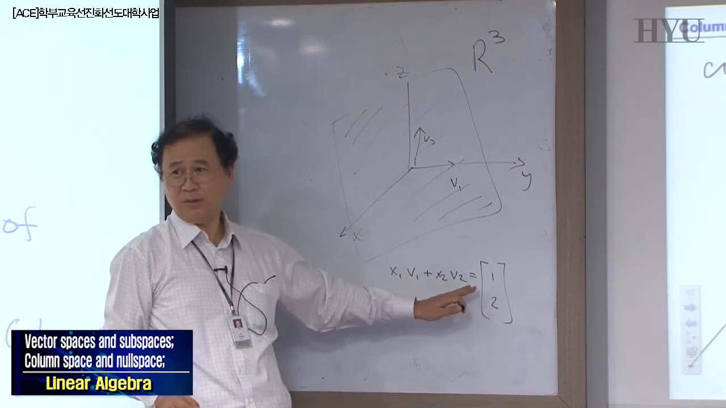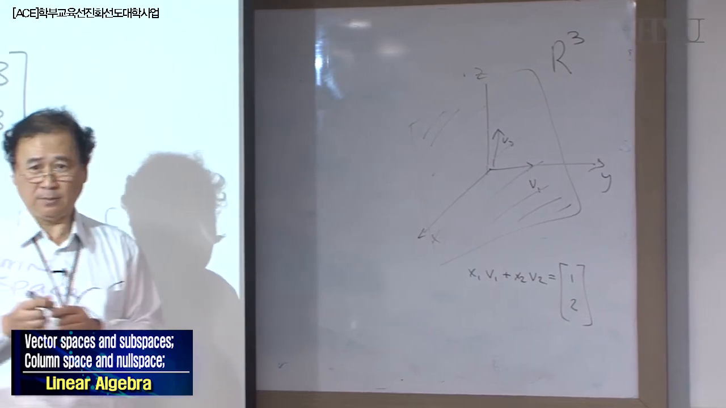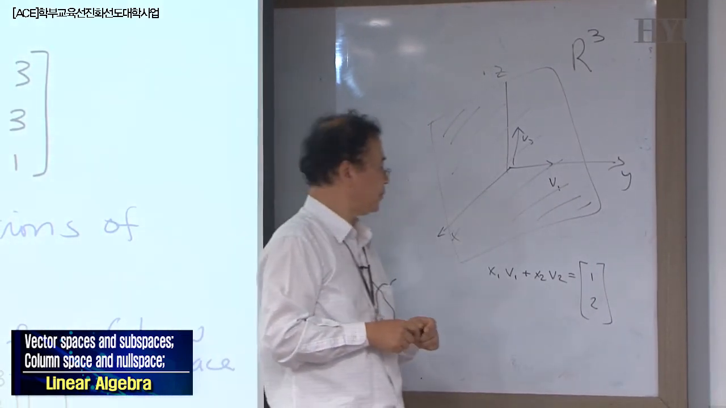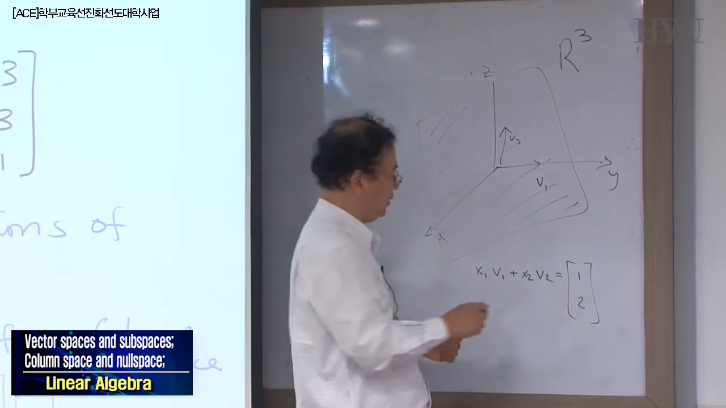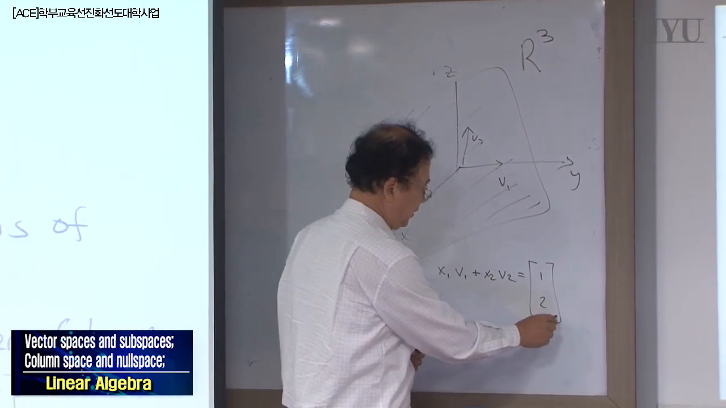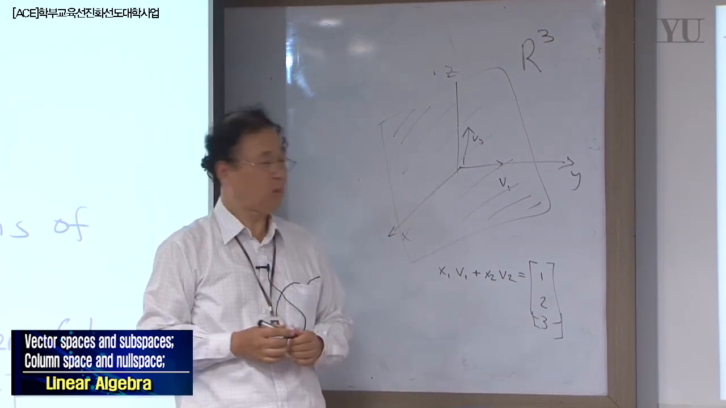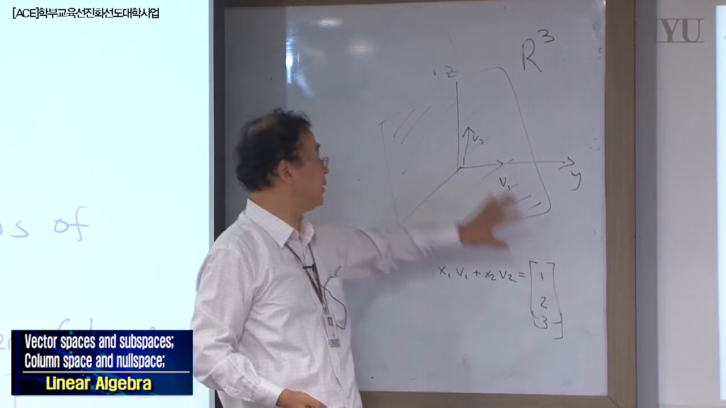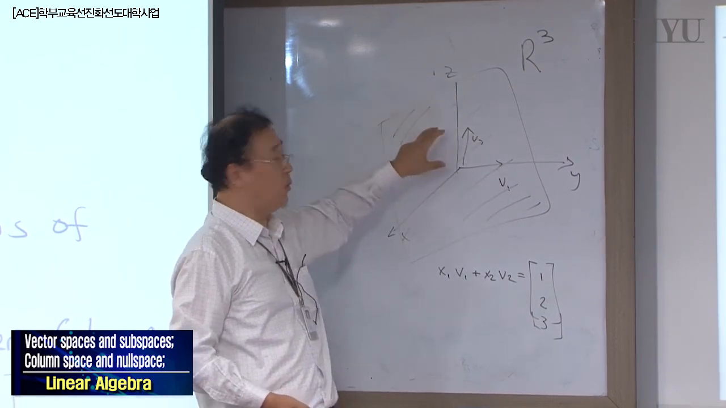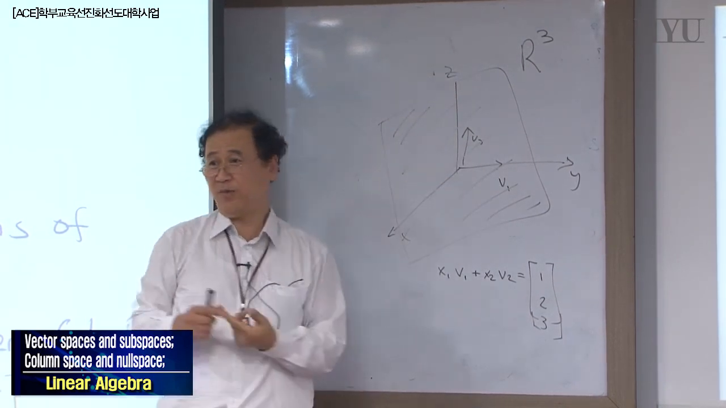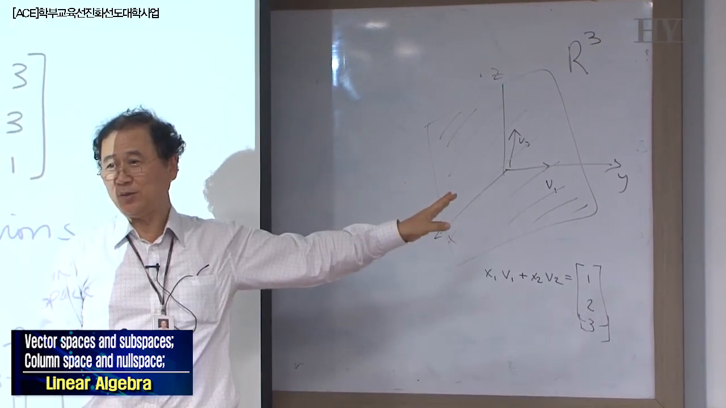Does it have a solution? On what condition do we have a solution? Let's say it is 1, 2, 3, in this case. If that vector is on this plane, then we can find the solution. If the vector is not on the plane, it's not a solution.